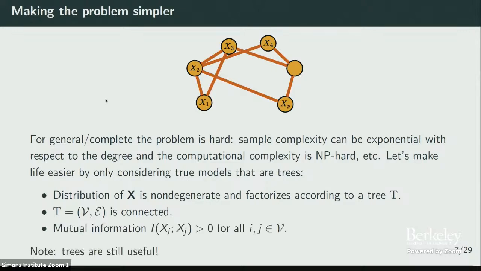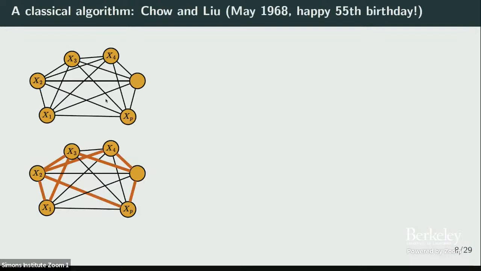And we're going to assume that the mutual information is positive for all the pairwise variables. And I'd like to note that trees are still useful. I'm not doing this just because I'm lazy. It's because trees are actually still interesting to try and approximate. Also, I can say something, so it's good. So the classical algorithm for estimating trees, yeah.